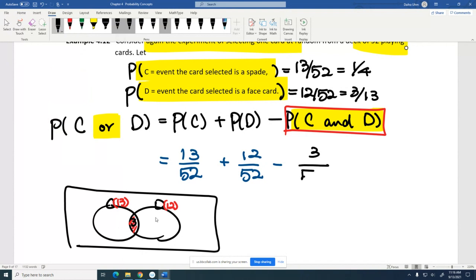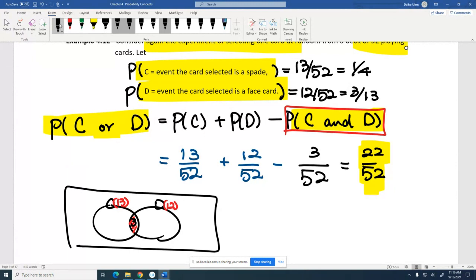So subtract the 3 out of 52. So 13 minus 3 is 10, plus 12, that is 22 out of 52. That would be the answer for C or D.